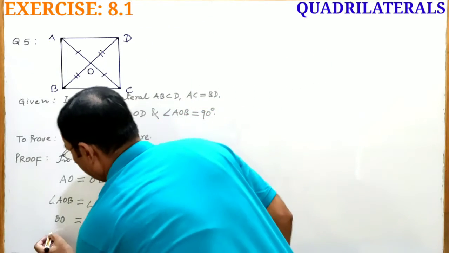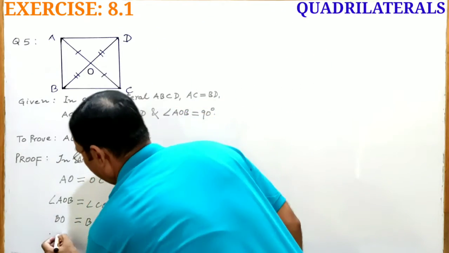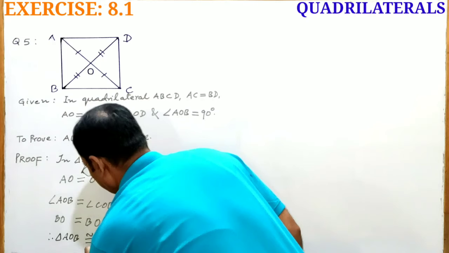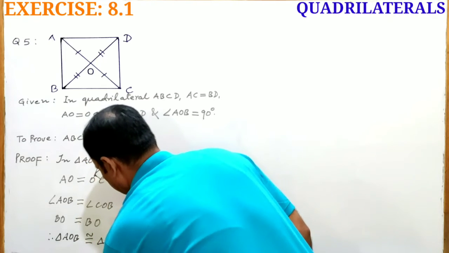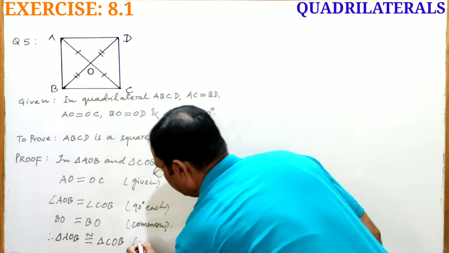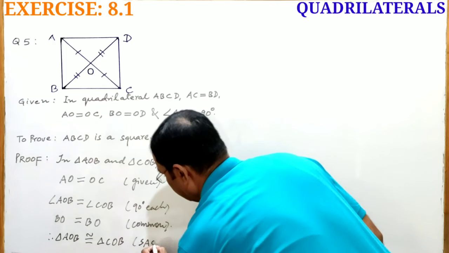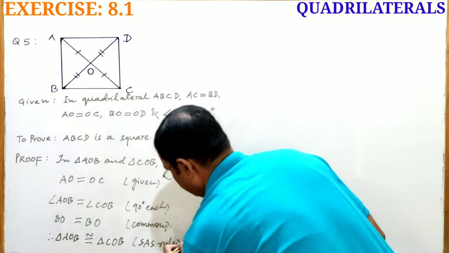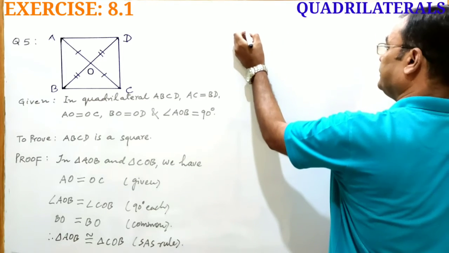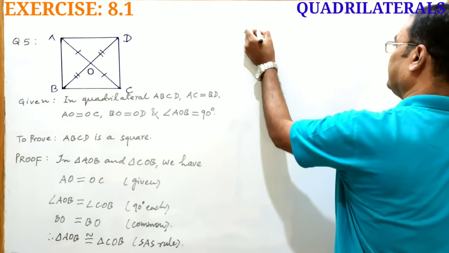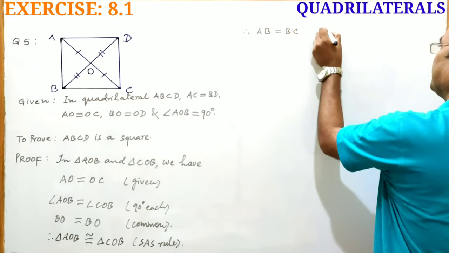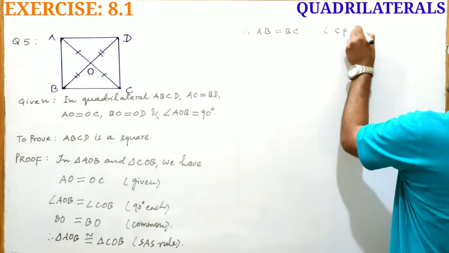Therefore, triangle AOB is congruent to triangle COB by side angle side rule. Therefore, AB is equal to BC by CPCT.